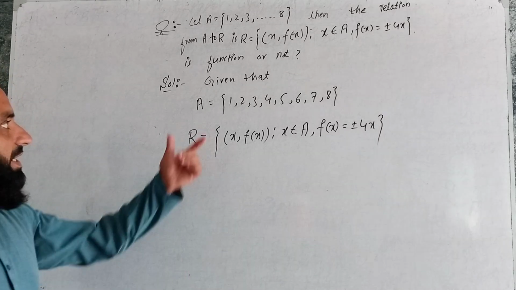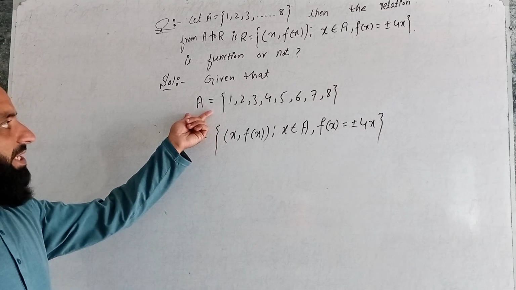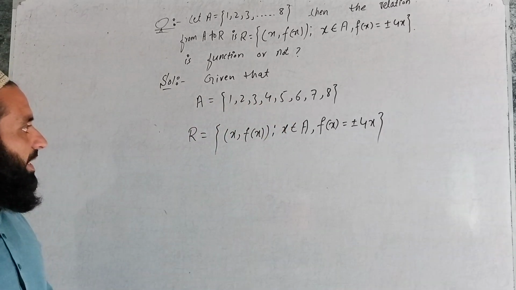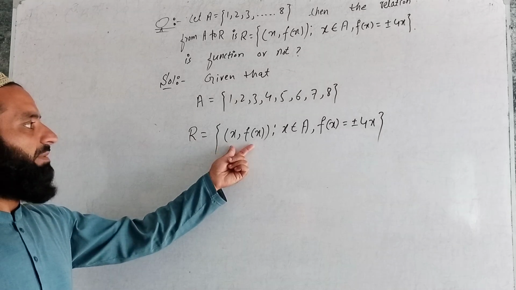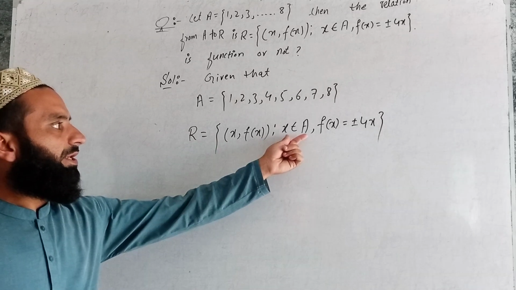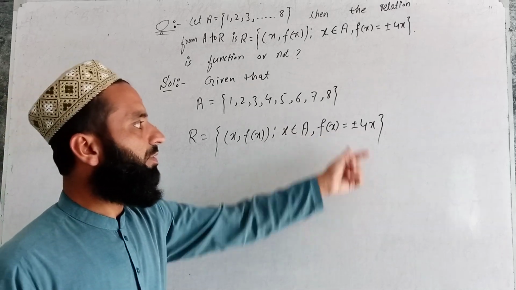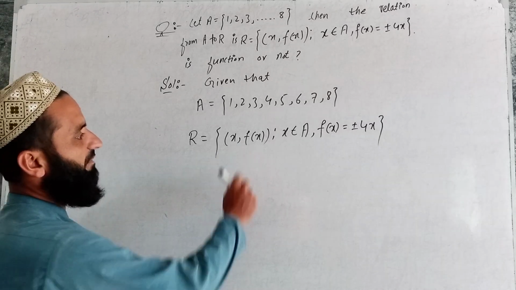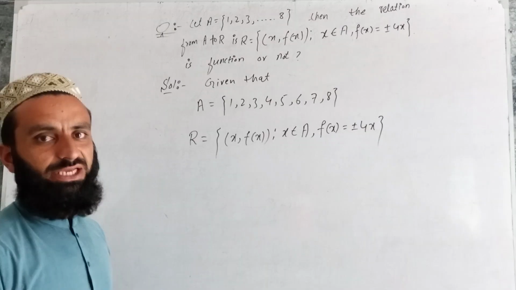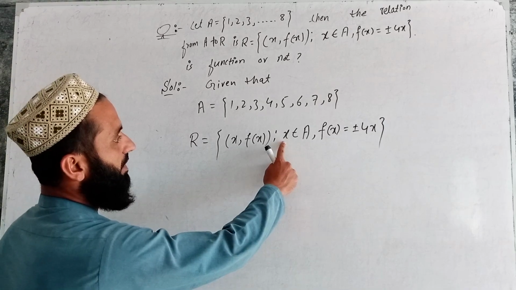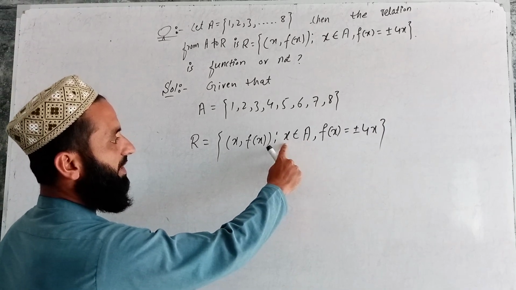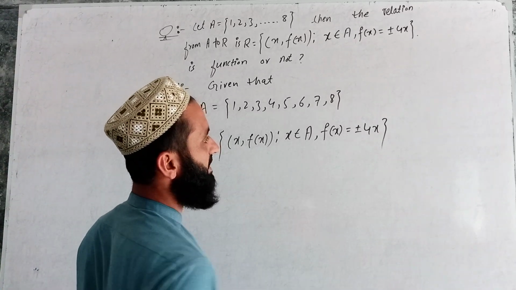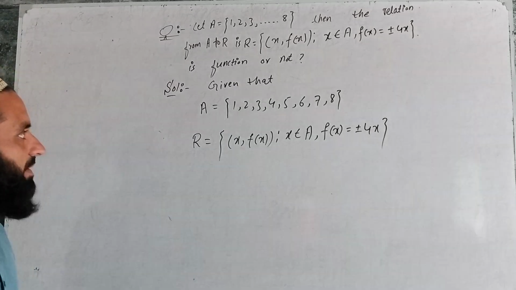Solution. Given that we have a set A which is equal to {1, 2, 3 up to 8}, and relation R equal to {(x, f(x)) such that x belongs to A, f(x) equal to plus minus 4x}. Here (x, f(x)) represents an ordered pair in the xy plane. x belongs to A will represent the domain of the given relation, and f(x) equal to 4x represents the range of the given relation.